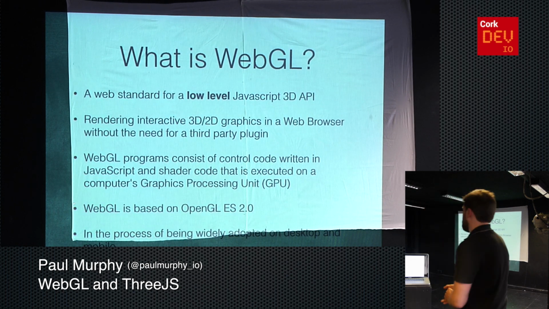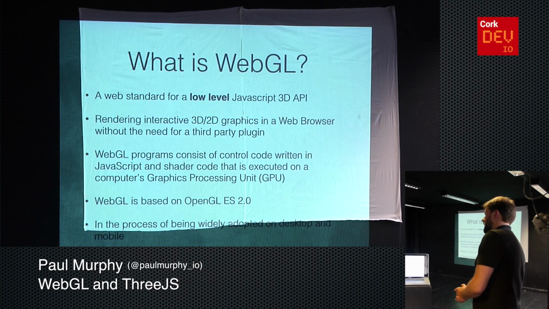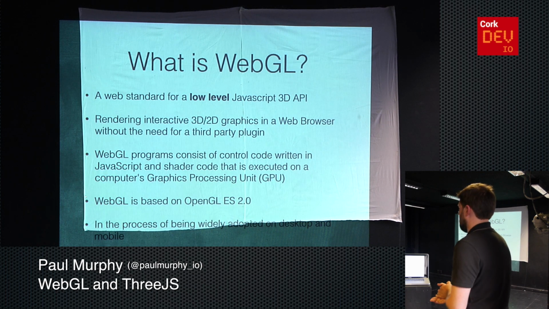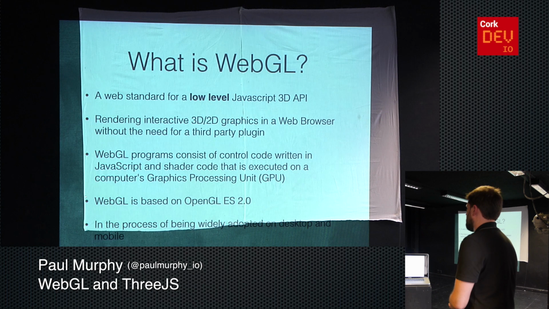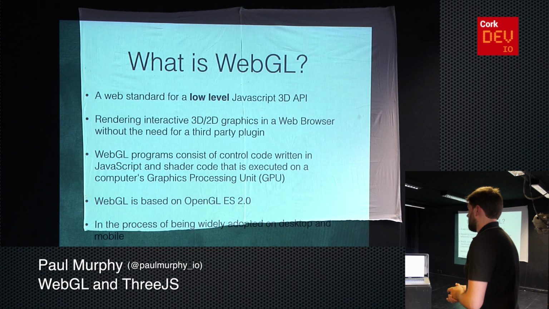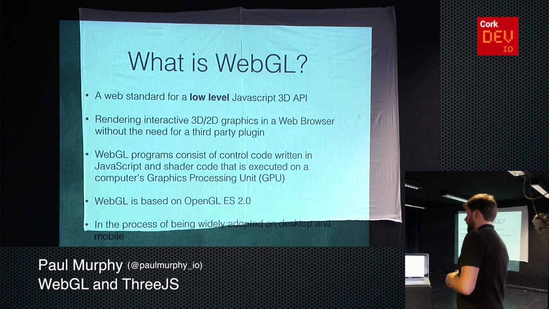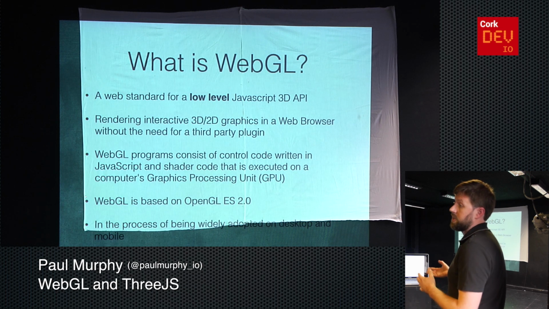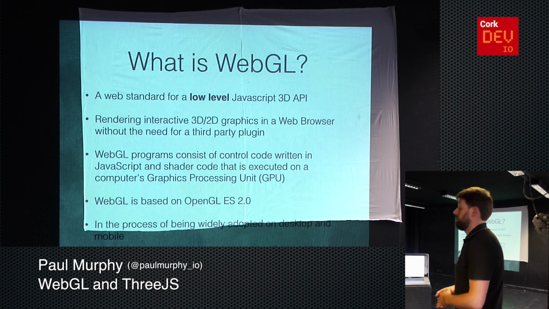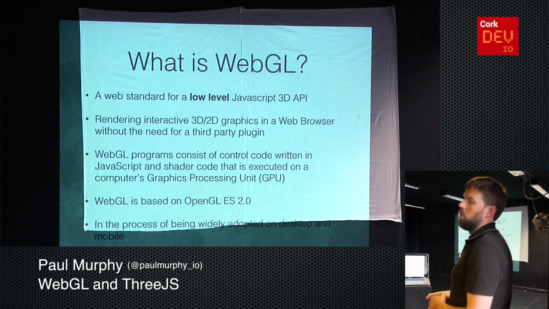OK, so what is WebGL? WebGL is a web standard for low-level JavaScript 3D graphics. It's for rendering interactive 3D and 2D graphics in a web browser without the need of a third-party plugin. WebGL programs consist of control code written in JavaScript and shader code that is executed on a computer's GPU. WebGL is based on OpenGL, which goes back 15, 16 years now. And WebGL is just in the process of being widely adopted onto desktop and mobile.